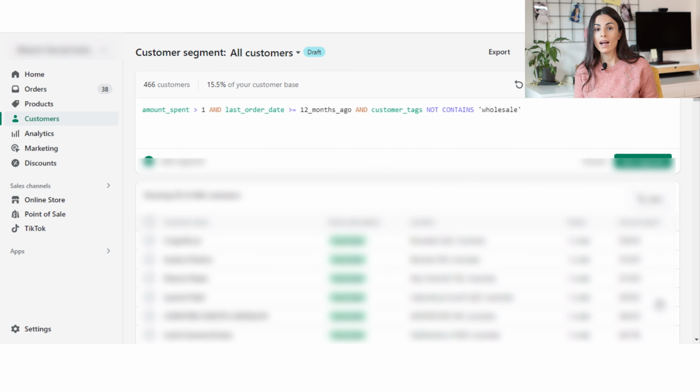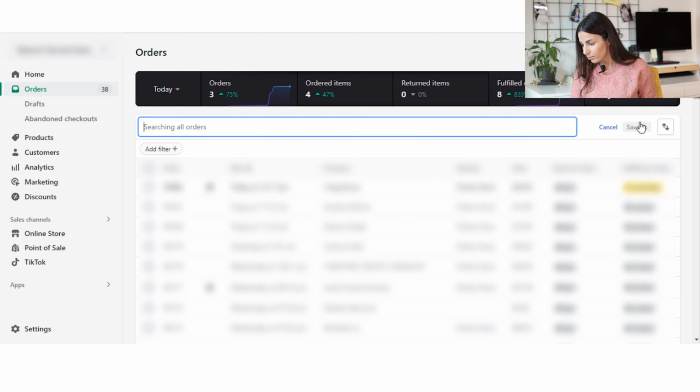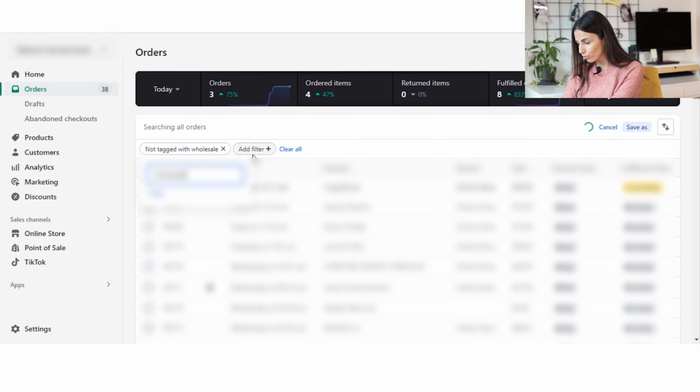Now let's move to see how to do the same thing for your orders. Okay, so what I need you to do is to go in here to orders, and in here you click on the filter and you add the following filters. So the first filter that you want to add is tagged or not tagged with, if you want to get wholesalers aside. So you click on not tagged with wholesale. So this is going to be your first filter.